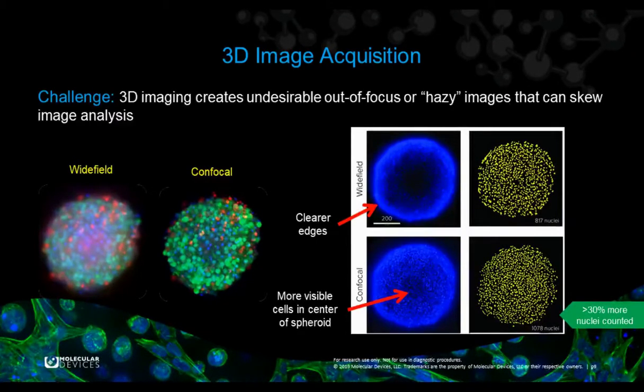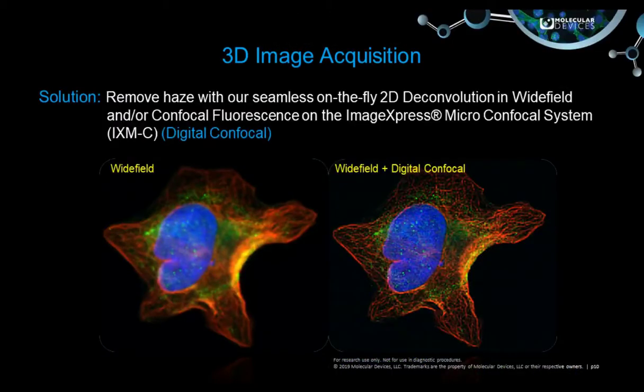The first challenge, 3D imaging creates undesirable, out of focus, or hazy images that can skew image analysis. You can see on the left, we have a wide field image and a confocal image. The confocal image cleans up that haze or out of focus part of the image very well. On the right, you see the analysis. In confocal, we count over 30% more of the nuclei, making it a much more accurate quantification with confocal.